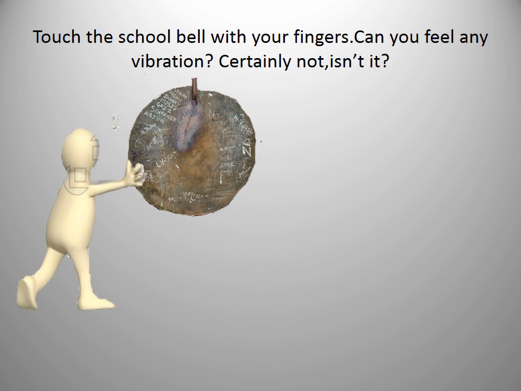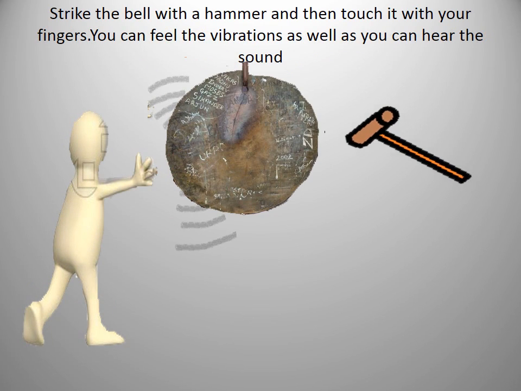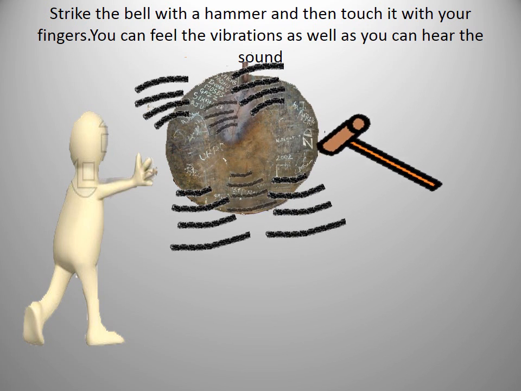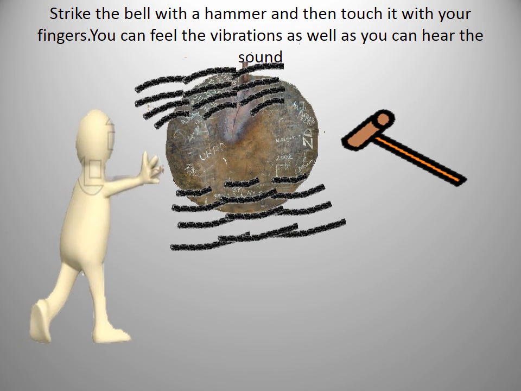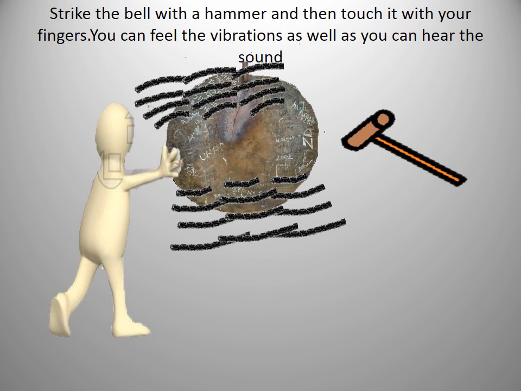Let us look at how sound is produced. For that, we are considering some examples. You all know about the school bell. Touch the school bell with your fingers. Can you feel any vibration? Certainly not, isn't it? It is still. There is no vibration for the school bell as it hangs. If we strike the bell with a hammer and then touch it with your fingers, then you can feel the vibration as well as you can hear the sound.